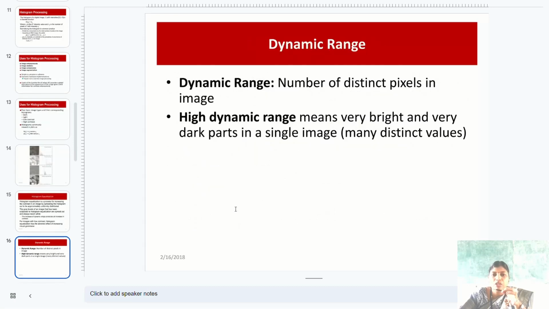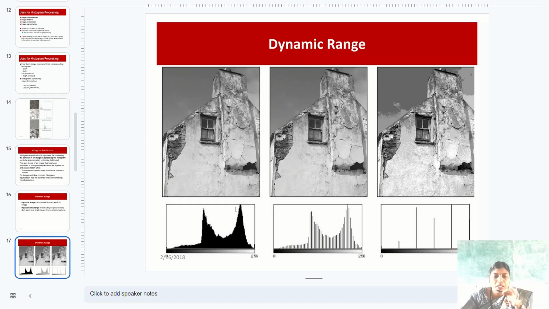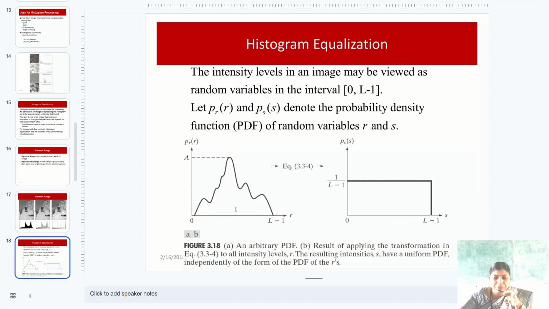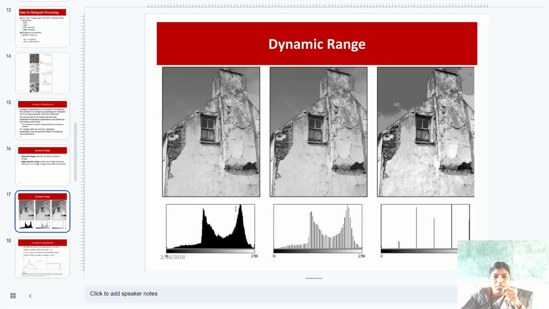So there is a dynamic range. Dynamic range is nothing but, depending upon the pixel size, the number of distinct pixels in the image. It can mean a high dynamic range: with a higher dynamic range, the brightness level will be increased, and the darkness will be in a single image. So this will be a dynamic range example. The first one holds the dark images, and the intensity levels have been marked there, and finally the ranges will be found by using the dynamic range.